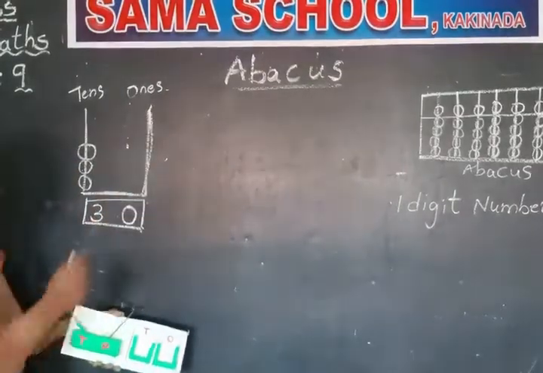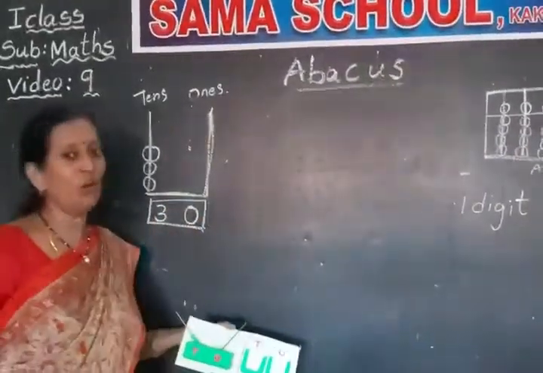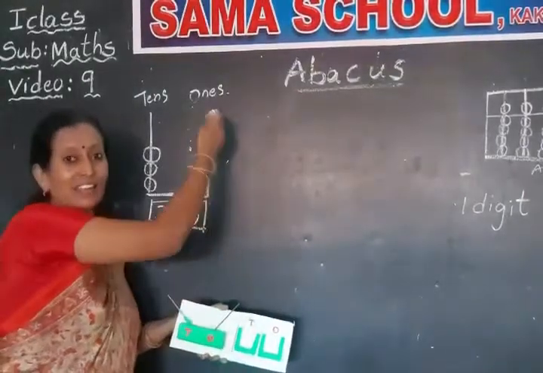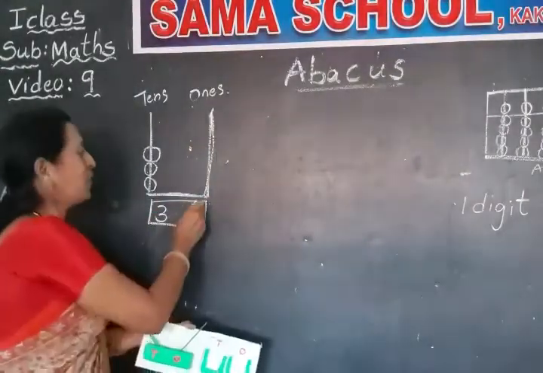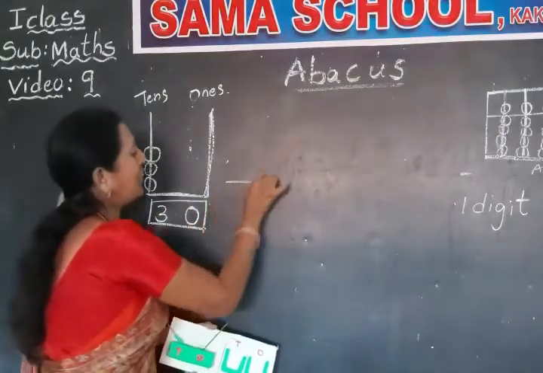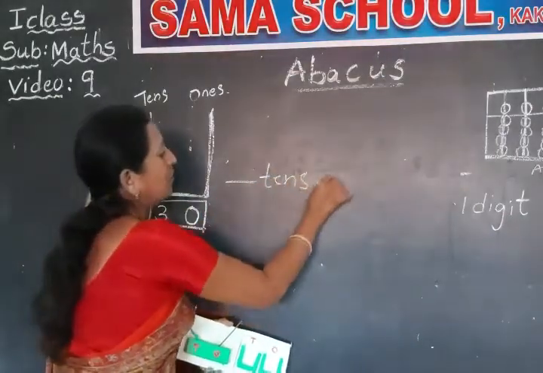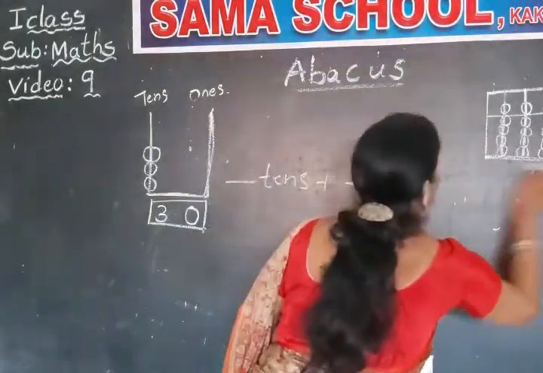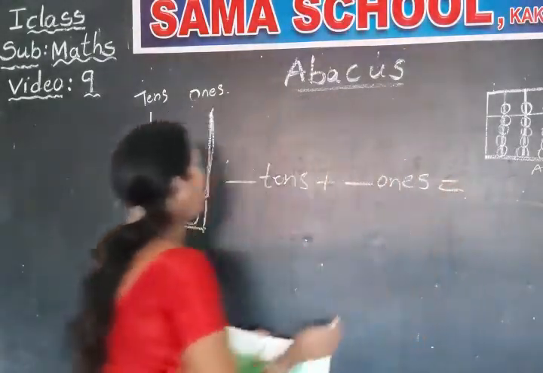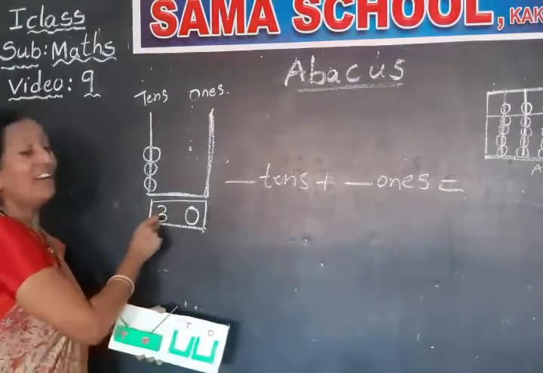Here in this ones place I didn't write any beads. So nothing means 0, so you put a 0. Now write here tens plus ones equals, what is the number? Here how many tens? 3 tens.